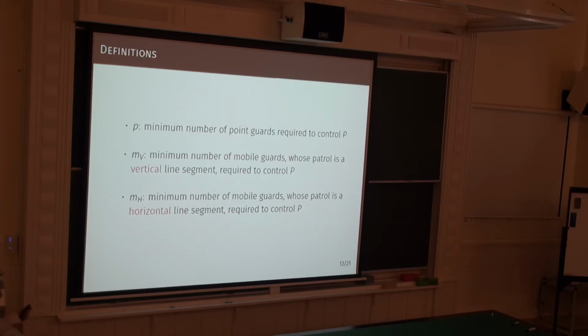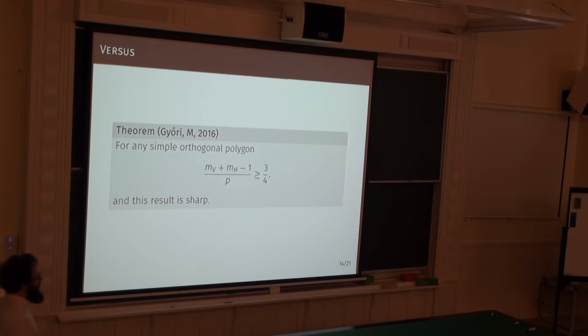So let P be the minimum number of point guards required to control the polygon P. Let M sub V be the minimum number of vertical mobile guards required to control the gallery, and let M sub H be similarly defined for horizontal mobile guards. And indeed, this 3/4 ratio appears again, and we prove that the minimum number of vertical guards plus the minimum number of horizontal guards over the minimum number of point guards has a ratio of at least 0.75, and this result is sharp.